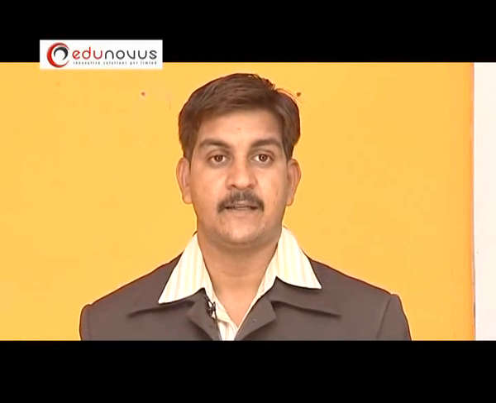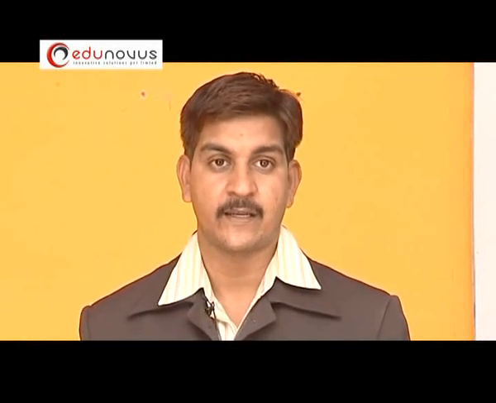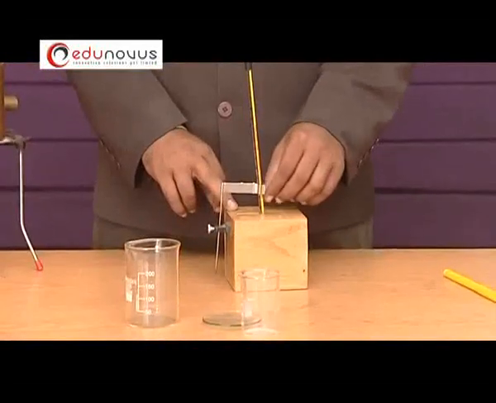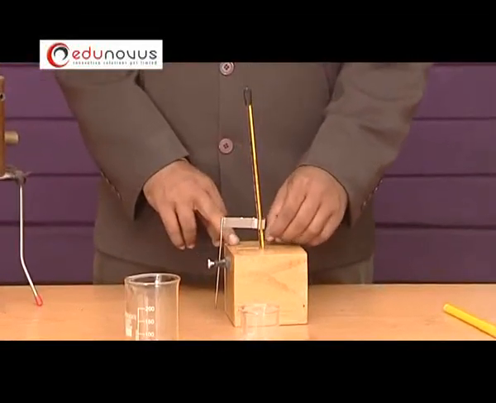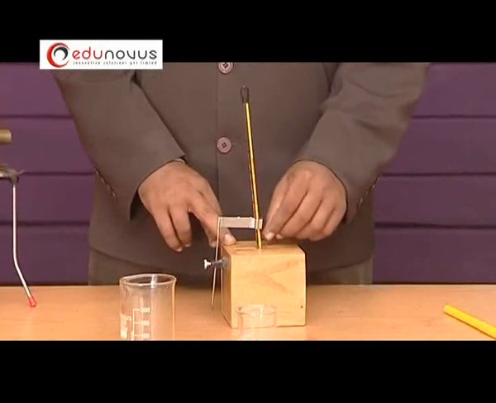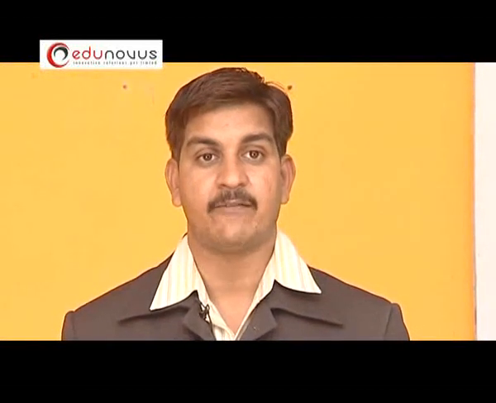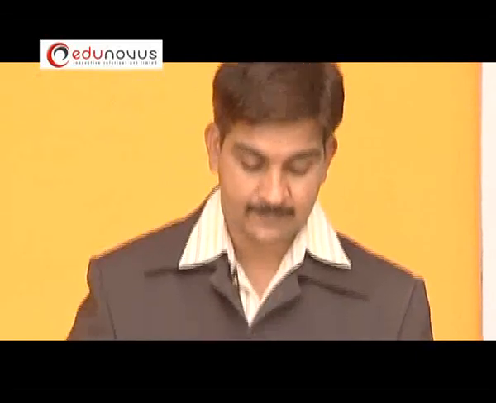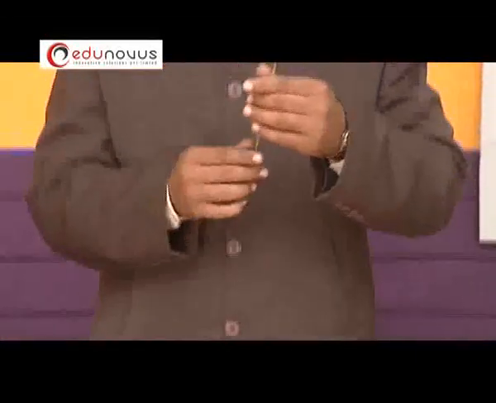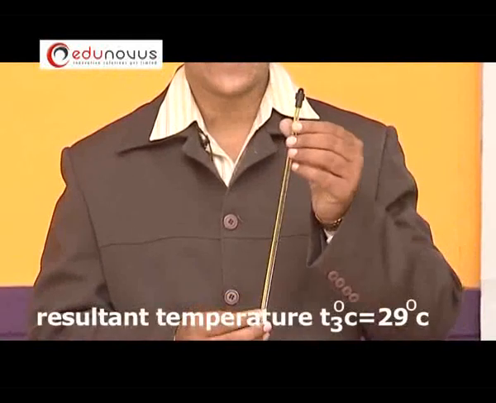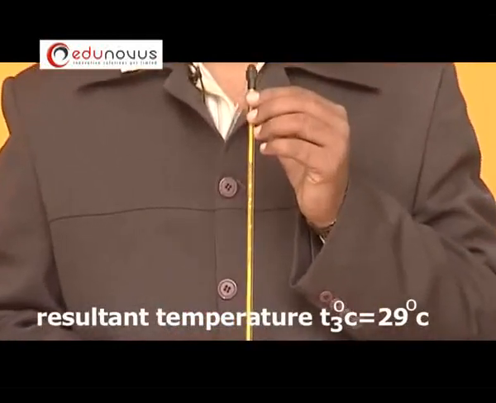After the given lead shots are introduced into the calorimeter, keep the lid closed and stirring should be done for at least a 5 degrees centigrade rise of temperature in the mixture. After stirring is over, we have to take the final temperature of the mixture using the thermometer. The resultant temperature is 29 degrees centigrade.